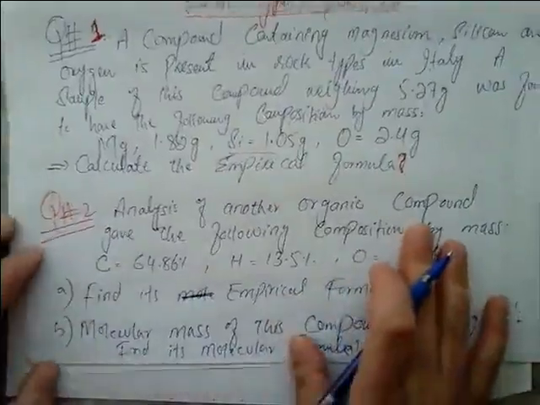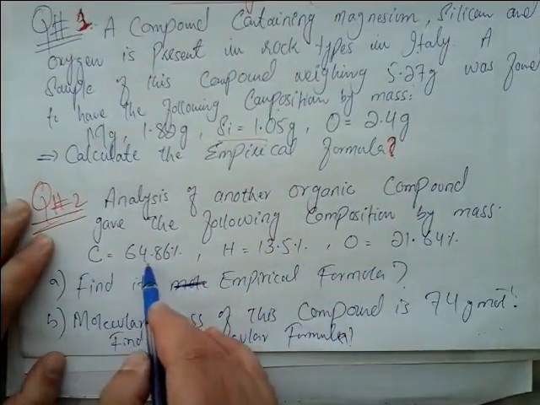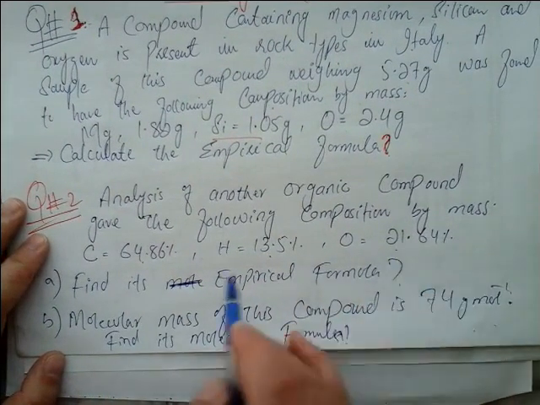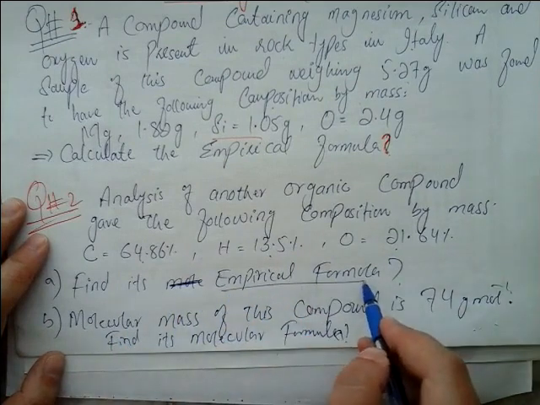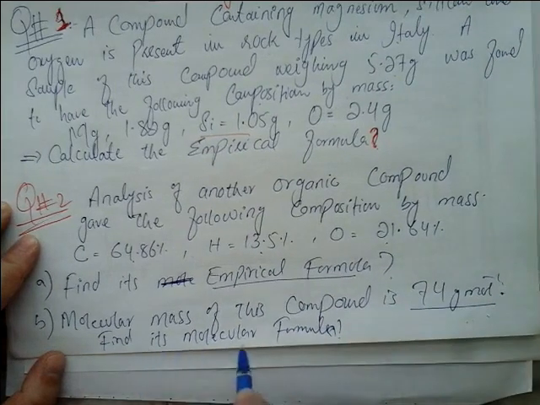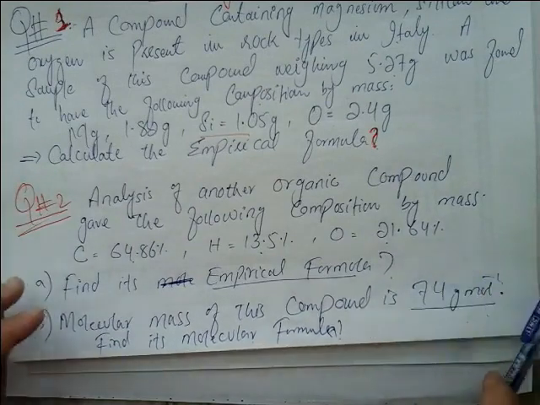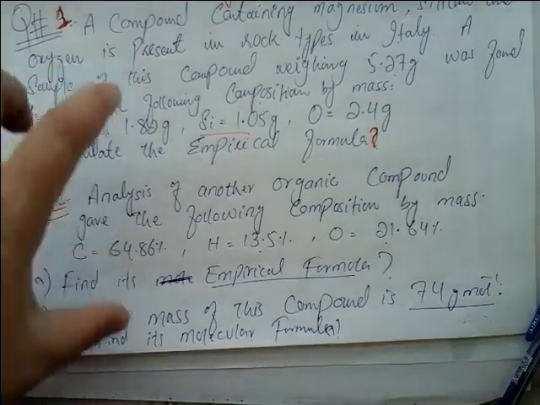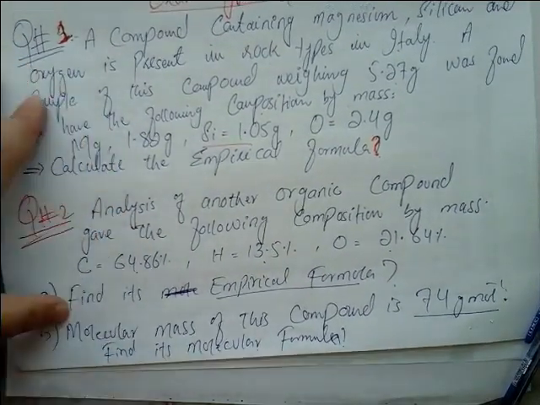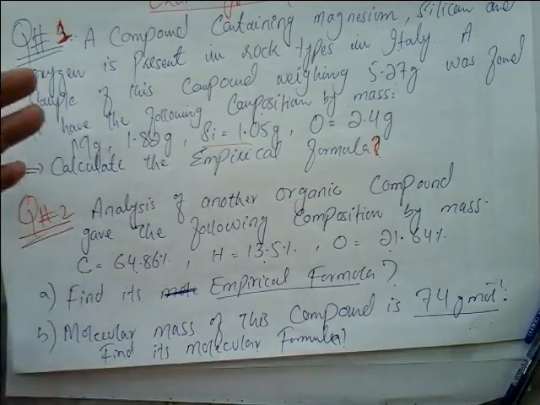And the other question is that analysis of another organic compound gives the following composition by mass: carbon is 64.86%, hydrogen 13.5%, and oxygen is 21.864%. You need to find the empirical formula, and after that the molecular mass is 74 gram per mole. You just need to find its molecular formula. Definitely you have to find the N factor, and after that you can easily find the molecular formula. So these 2 questions are your homework, practice them, and if you are able to do so, then write the answer in the comment section.